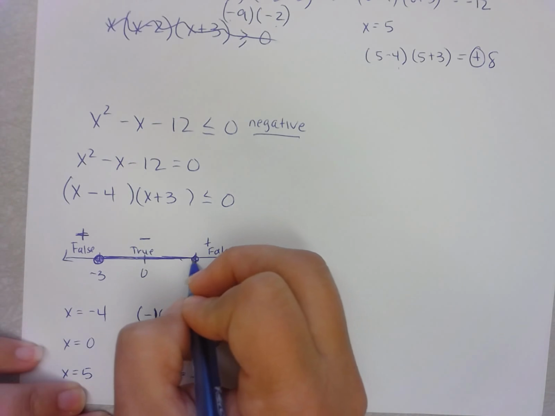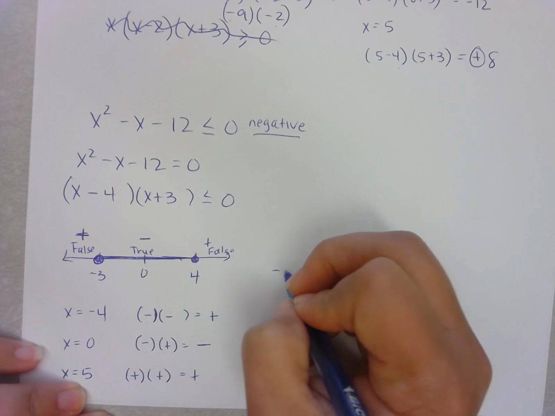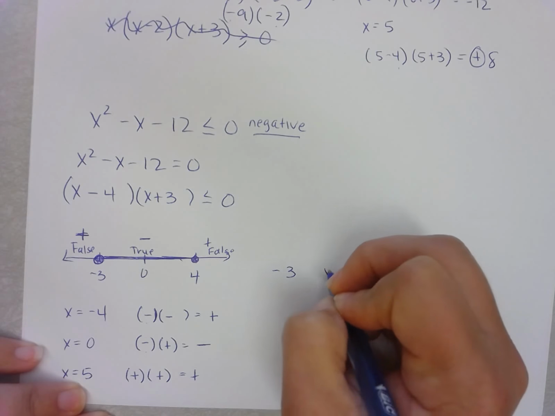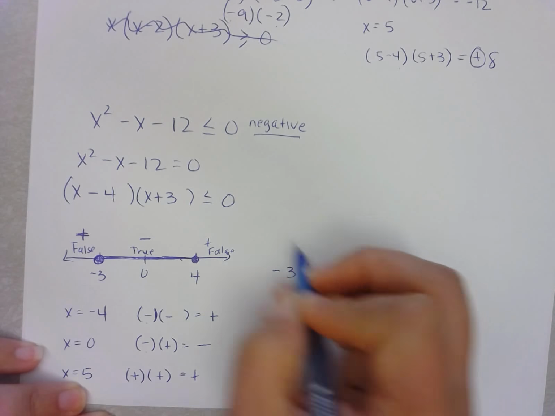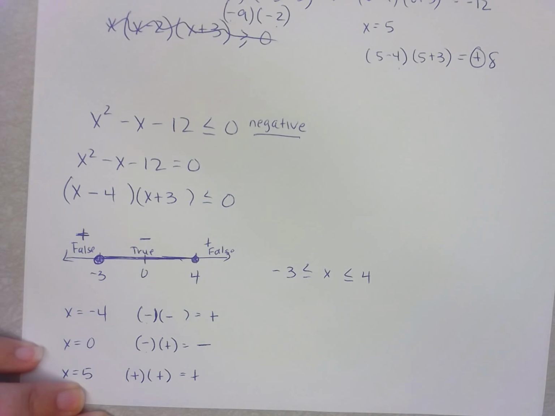So my solution this time, when they're connected, I can write negative 3 less than or equal to x less than or equal to 4. This is the interval, and because of the equal sign, these endpoints also have an equal sign as well.